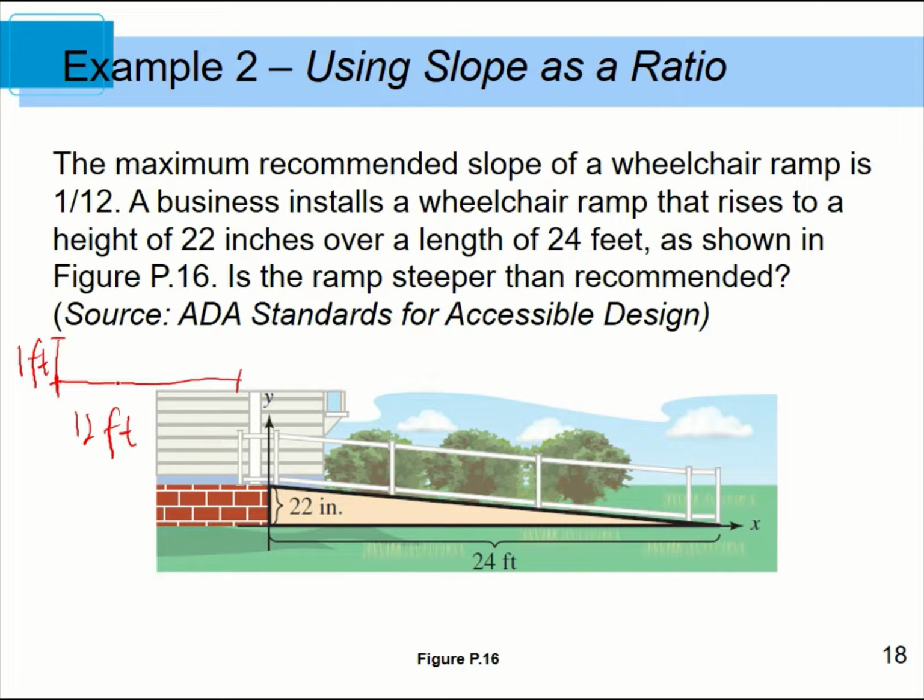Now, a business installs a wheelchair ramp that rises to a height of 22 inches over a length of 24 feet. So this business firm wants to install the wheelchair ramp. The horizontal distance is 24 feet, and the height is 22 inches. Is the ramp steeper than the recommended one? What do you think?